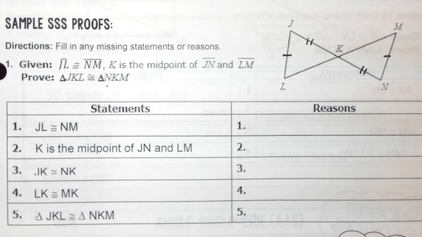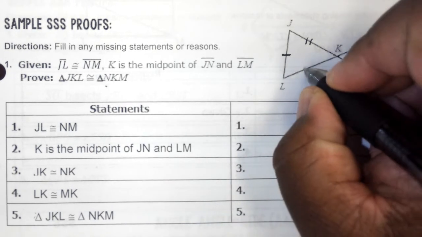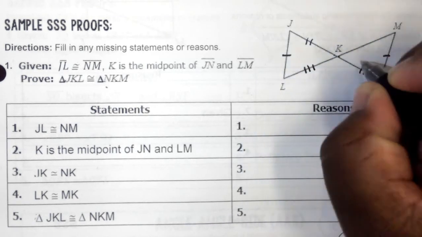They also said, though, K is the midpoint of segment LM. If that's the case, if K is the midpoint of segment LM, we should know something about LM. We got to name it. LK and MK. LK is congruent to MK.